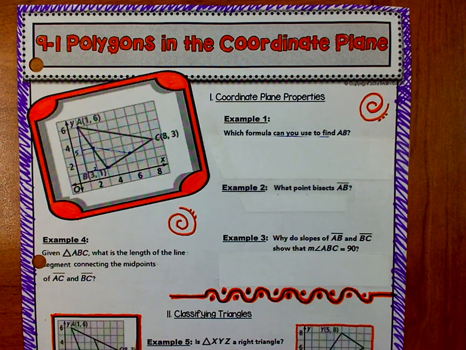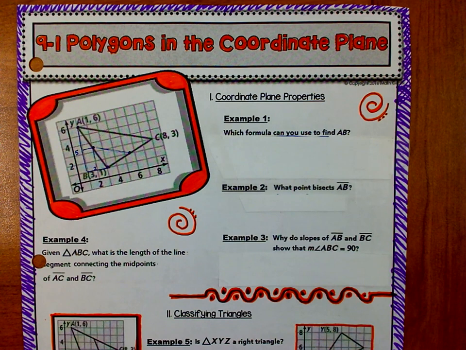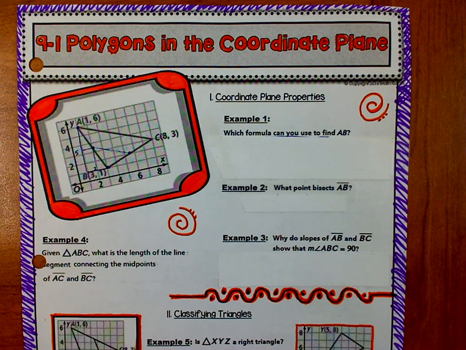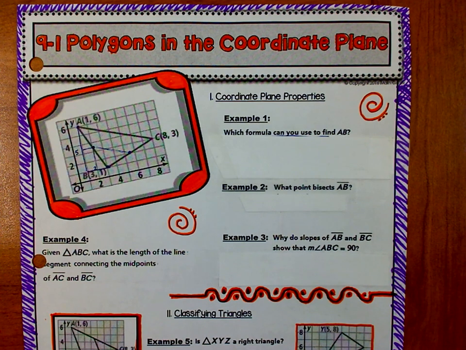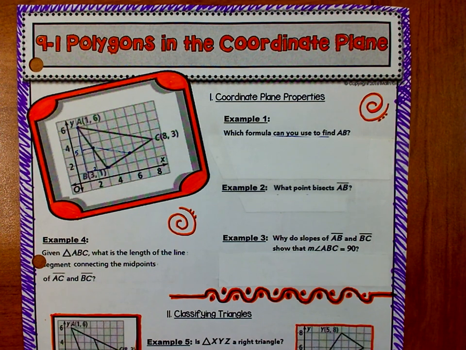Welcome to the 9th chapter of the Pearson Geometry video series. This first lesson discusses polygons in the coordinate plane. When we work with the coordinate plane, we will be working with formulas that use ordered pairs.